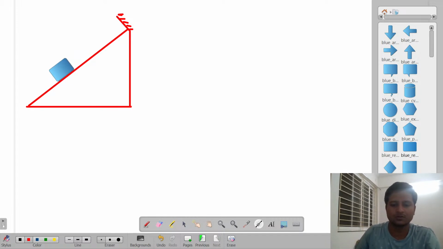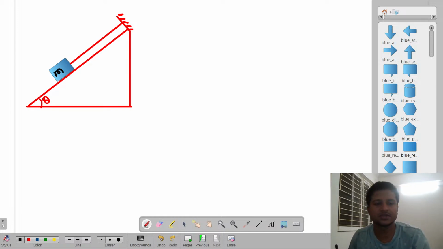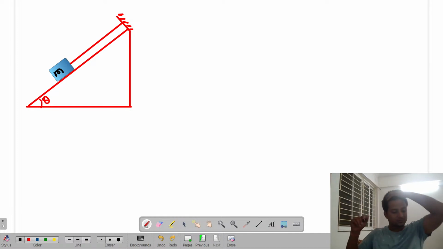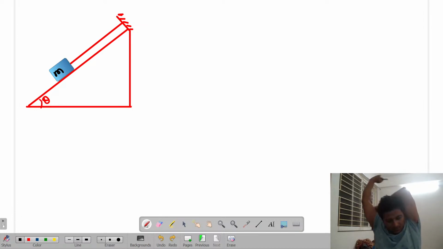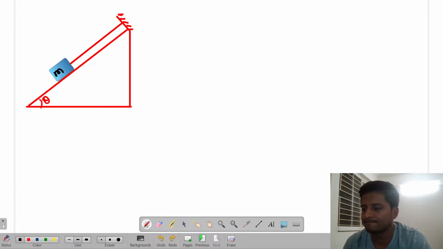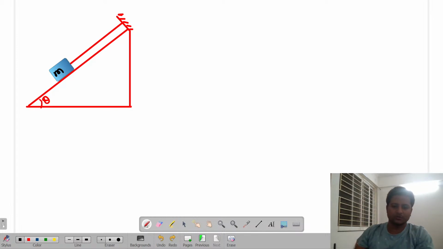Correct. Now I attach this block with a thread over here, and this inclination is of inclination theta, and the mass is over here, m1 or m. Then the question is: find the tension in the thread. Yes, it is going to be M1G sine theta.